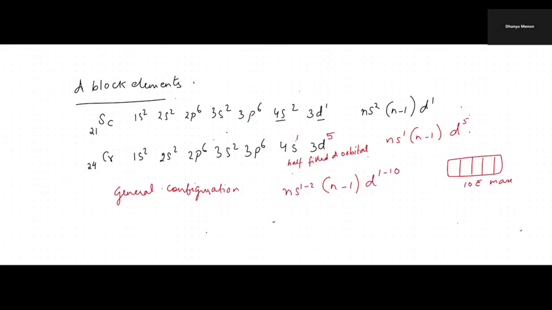Now student, here, this ns subshell over here is called the ultimate shell, and the d orbital over here is called the penultimate shell.